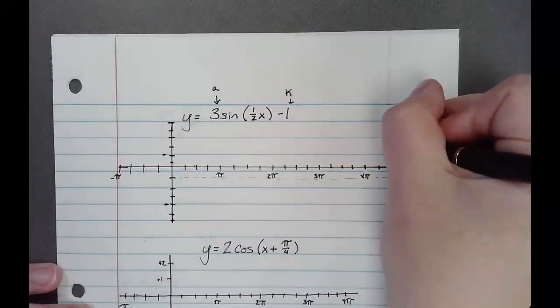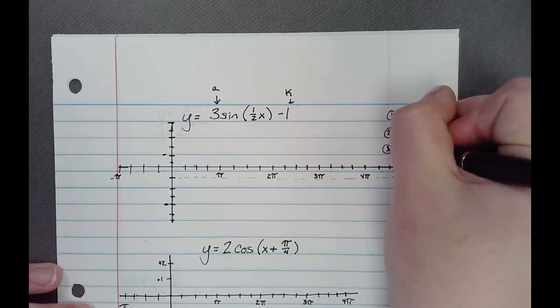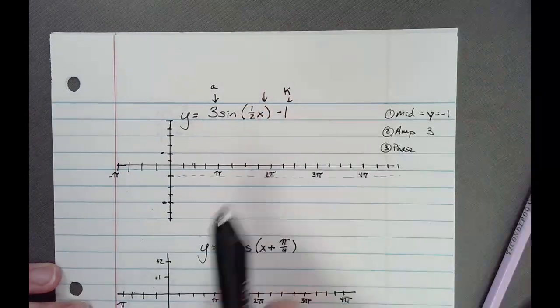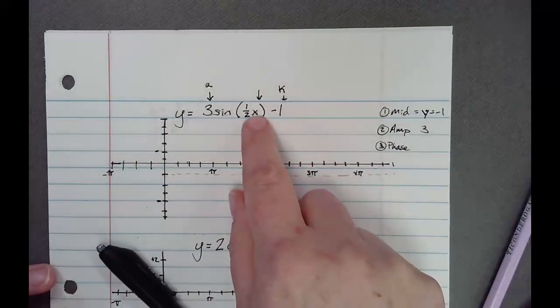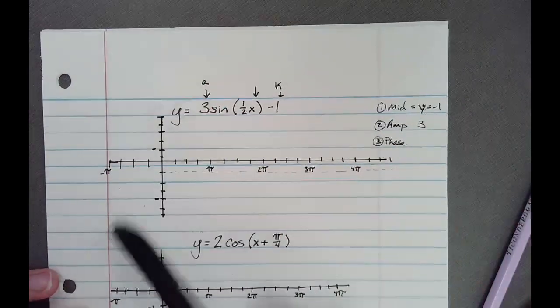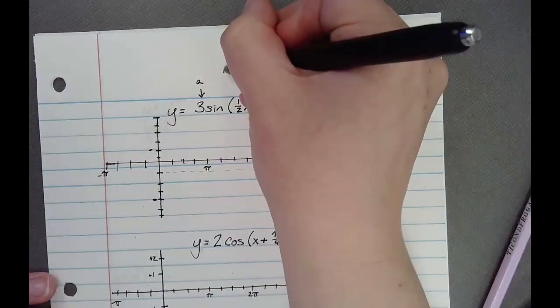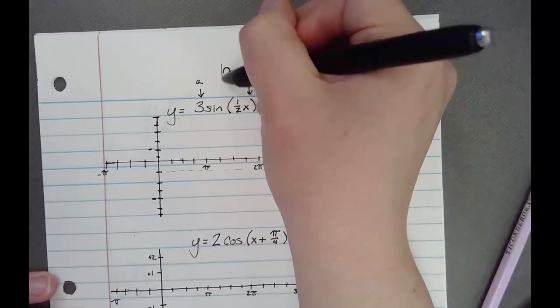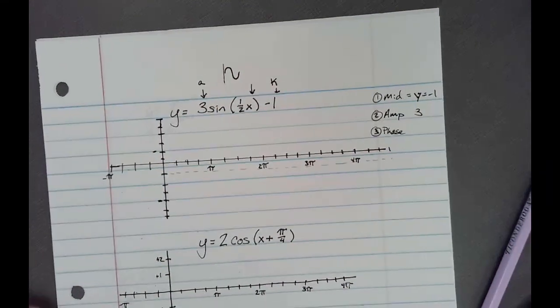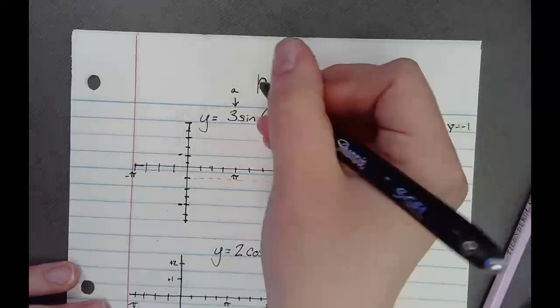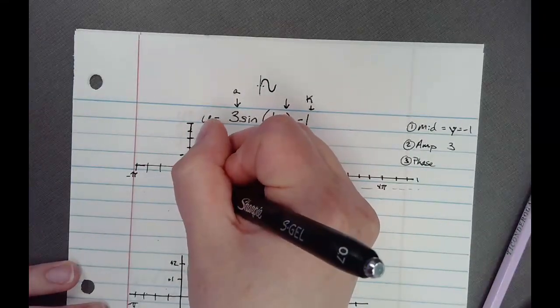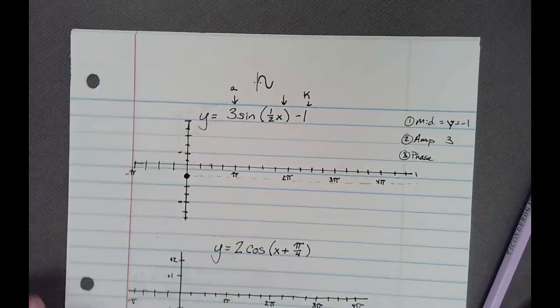After I find those two pieces, the next thing I look for is my phase shift, which is coming from your h value. In this case, I don't have an h value, which means my graph is going to start right on the y-axis. So my sine wave is going to start right at 0. This is the y-axis right there. So at my midline, on the y-axis, right here, is where my graph is going to start.